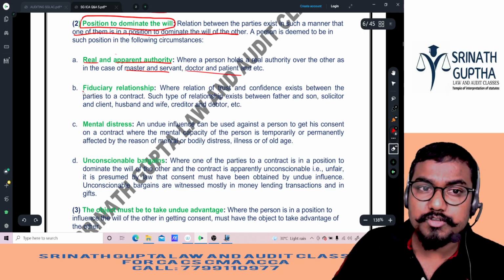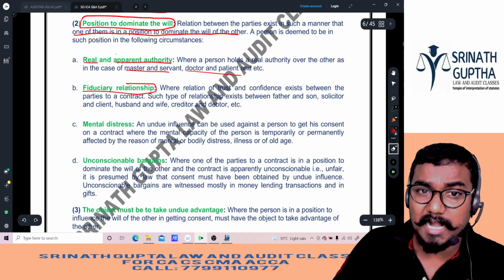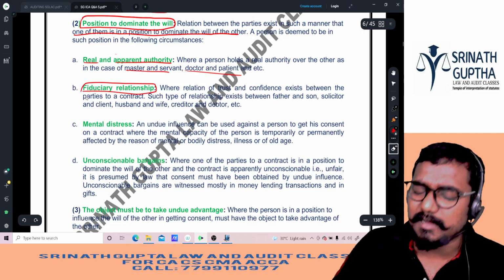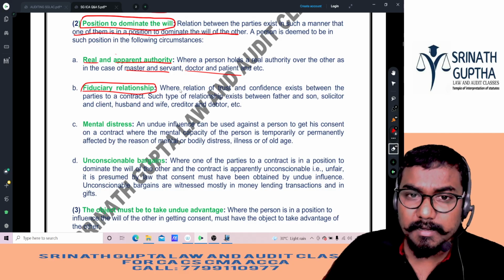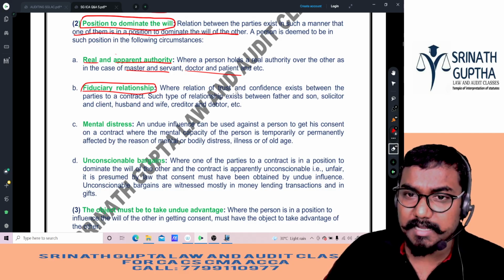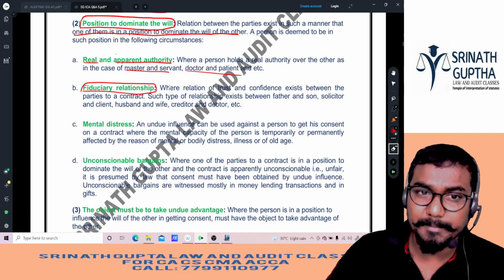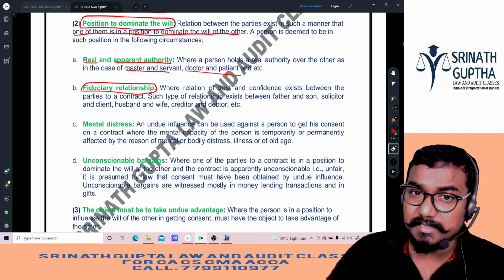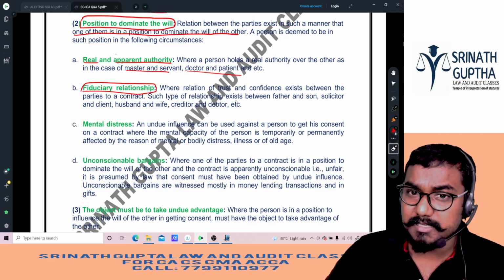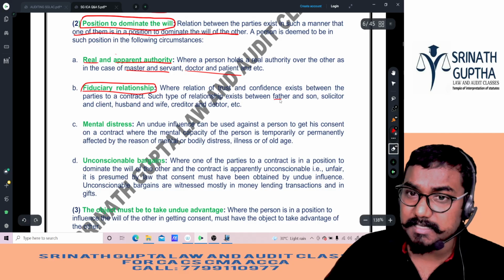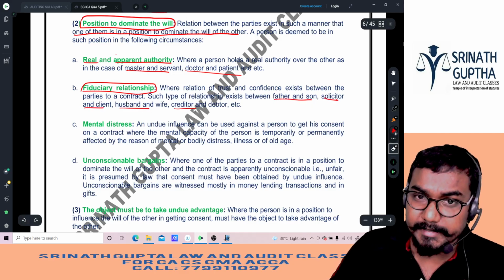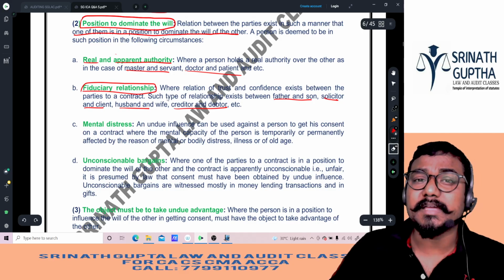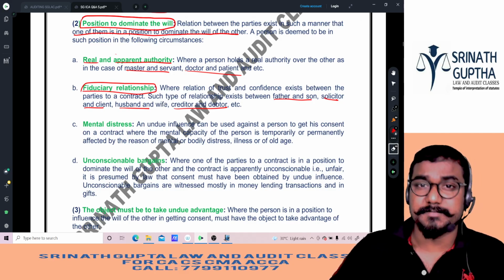And a fiduciary relationship based on the utmost good faith, like Guruji and disciple, where the relationship of trust and confidence exists between the parties in a contract. Such a type of relationship exists between father and son, solicitor and client, husband and wife, debtor and creditors. These are some of the examples of fiduciary relationships, beta.